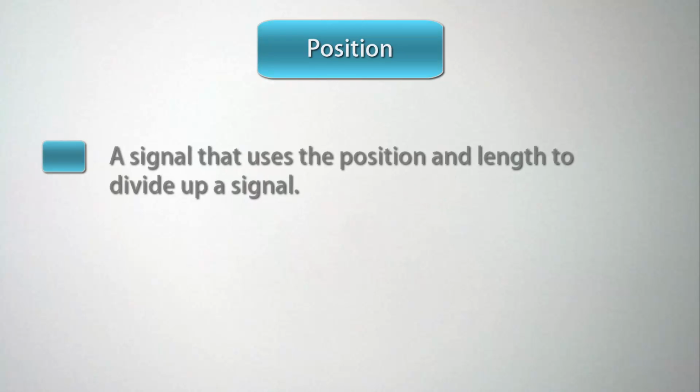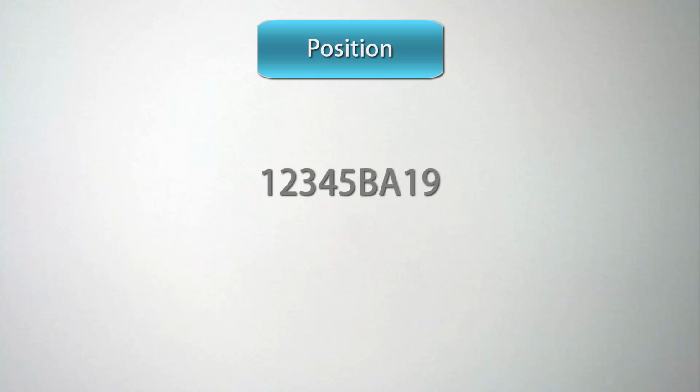Position. Position type is a signal that uses the position and length to divide up a signal. That signal would look something like this. To break it apart, we would have to know the transmitter ID starts at character 1 and is 5 characters long. The event code starts at character 6 and is 2 characters long. The area starts at character 8 and is 1 long. The zone starts at character 9 and is 1 long. For this method to work, all signals have to be formatted the same way. A 6-character transmitter ID is going to break the formatting in this example.